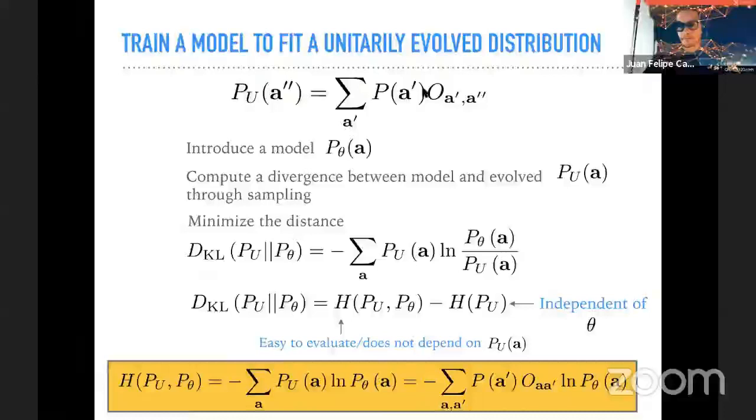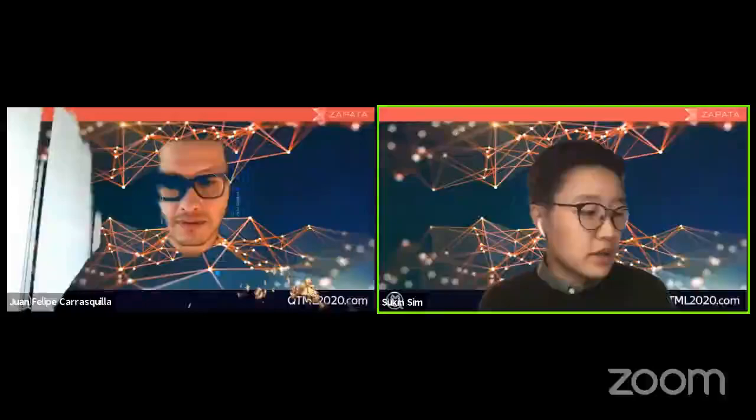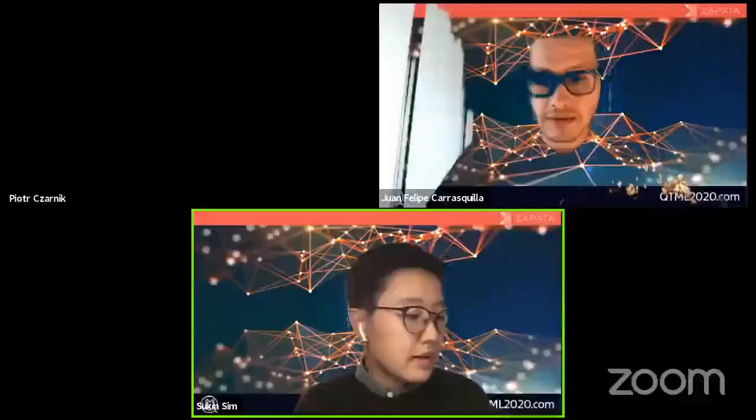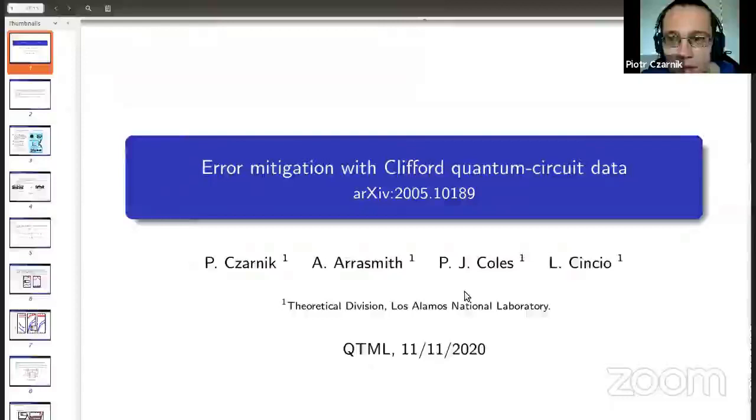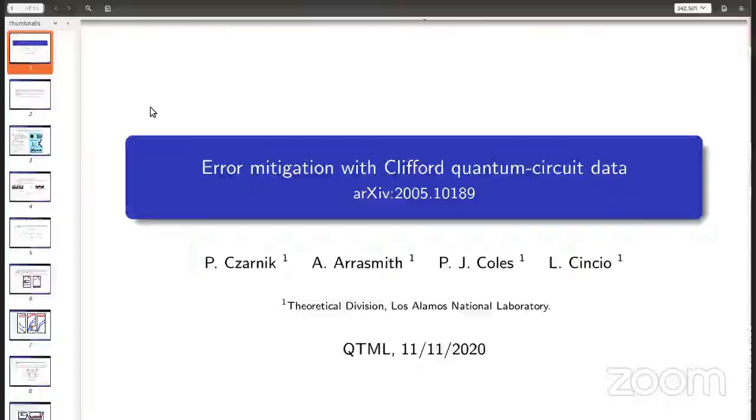Okay, thanks so much again, Juan, for a great talk. And now for the next talk, we'll have Piotr Czarnik from the Los Alamos National Laboratory. His talk is titled Error Mitigation with Clifford Quantum Circuit Data. Whenever you're ready, Peter. Can you hear me? Yes. Thank you. I'll try to share my screen. Is it okay? Yes, looks great.